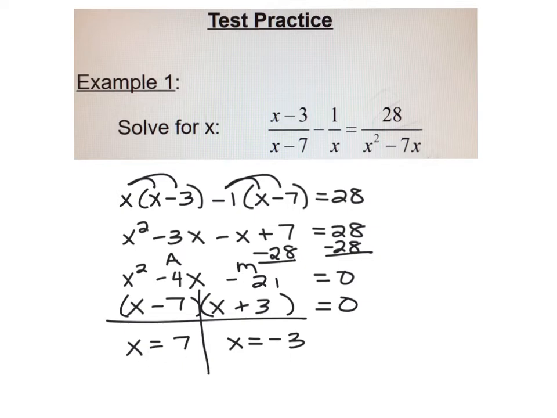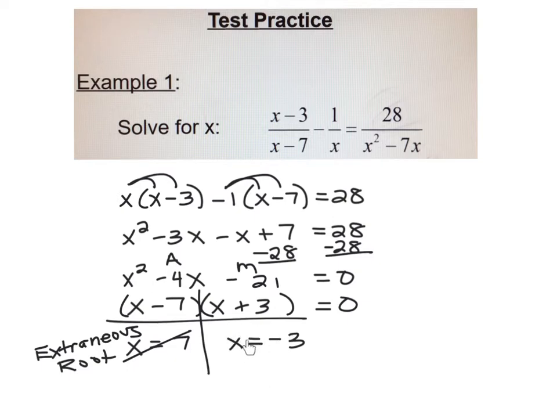So here, if I take this 7 and plug it in, 7 minus 7 is 0. And we can't have 0 in the denominator of a fraction, right? That makes it undefined. So I actually have to take this answer and cross it off. That right there is called an extraneous root. All right, now let's take a look at the negative 3.